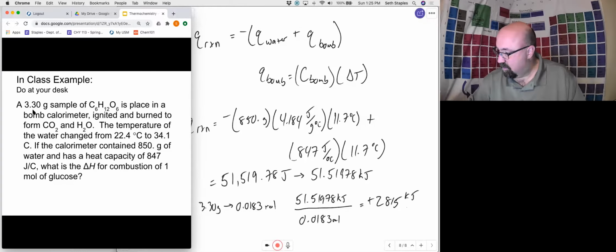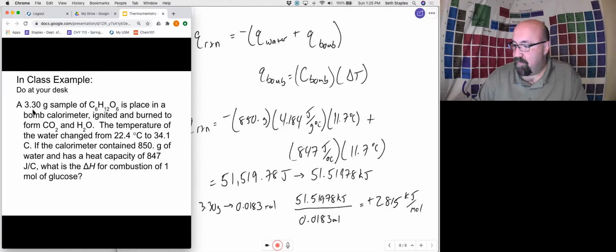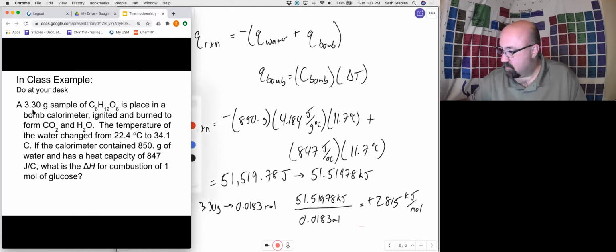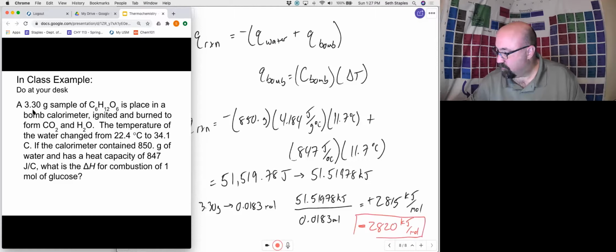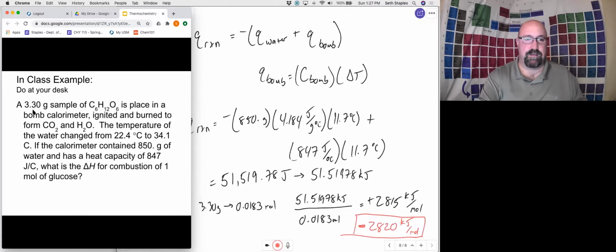2,815 kilojoules per mole. But remember that what we just calculated was our Q of the water and the bomb. And so the sign is going to be opposite for the Q of our reaction. And so the actual Q of our reaction, now adjusting for significant figures, is going to be negative 2820 kilojoules per mole. And that is a bomb calorimeter problem, negative 2820 kilojoules per mole.